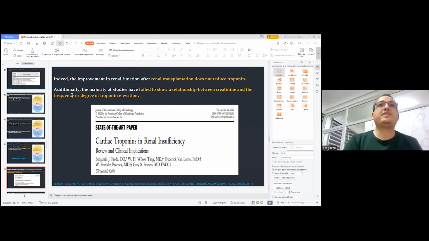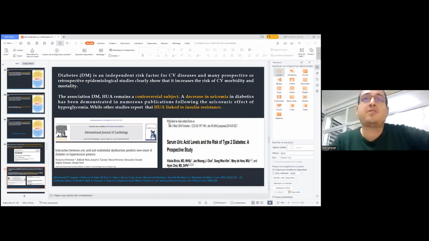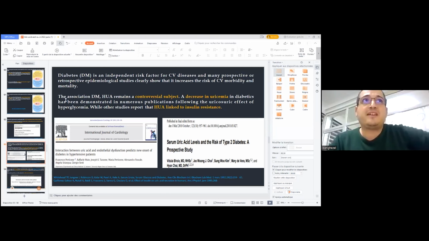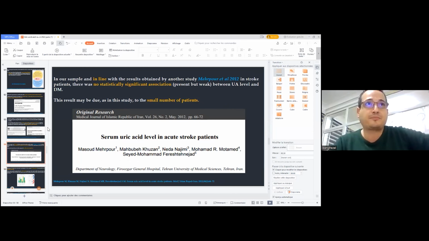Diabetes is an independent risk for cardiovascular disease. Many studies report that hyperuricemia is linked to insulin resistance. In our sample and in line with the result obtained by this study in stroke patients, there was no statistically significant association between uric acid and diabetes. This result may be due, as in this study, to the small number of patients.